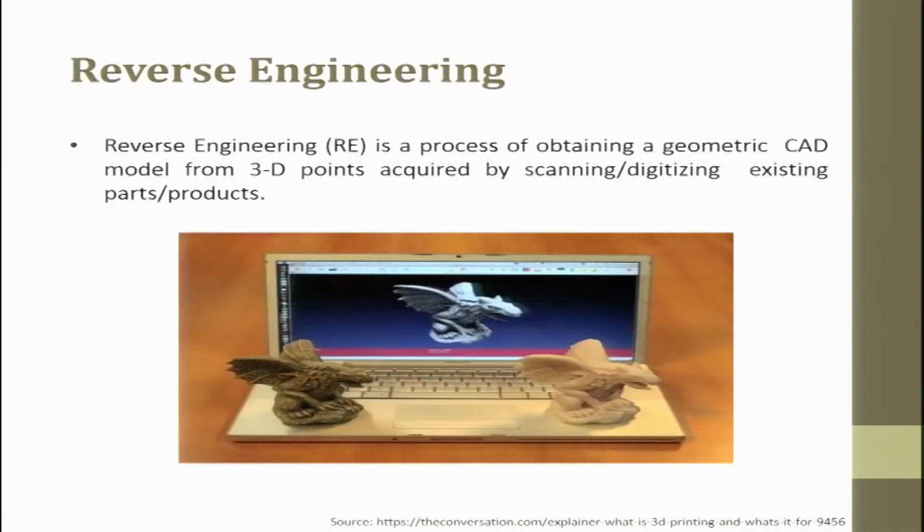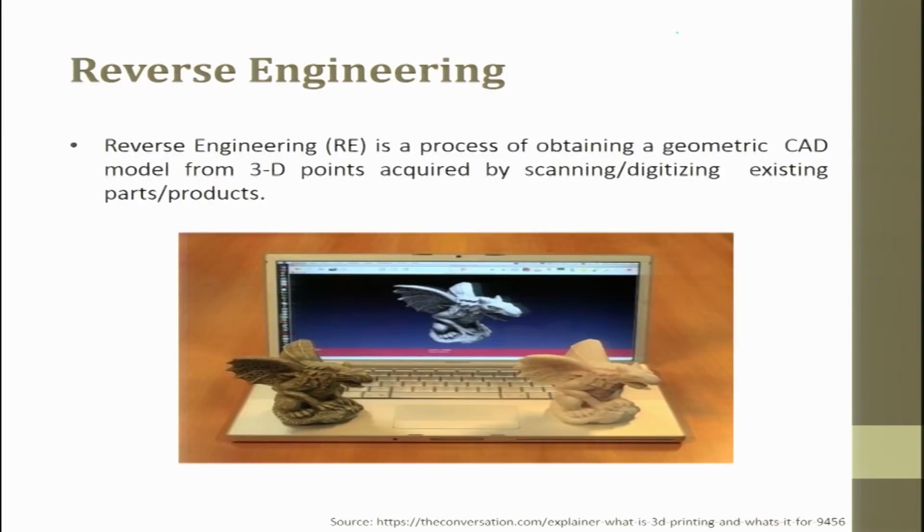So, what is reverse engineering? Reverse engineering is a process of obtaining a geometric CAD model from 3D points acquired by scanning or digitizing an existing part or product. For example, I buy a toy, and maybe there is a part, a feature, which got broken.